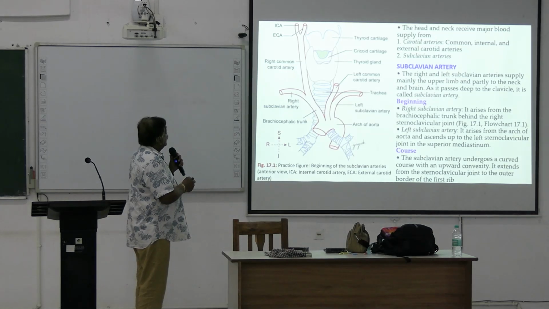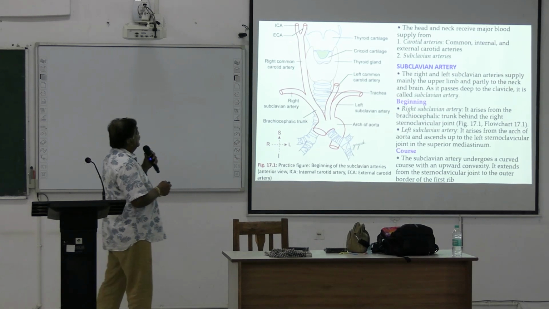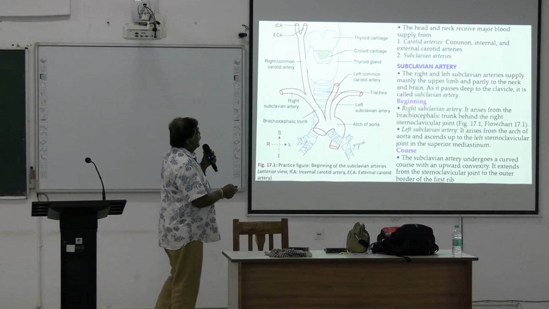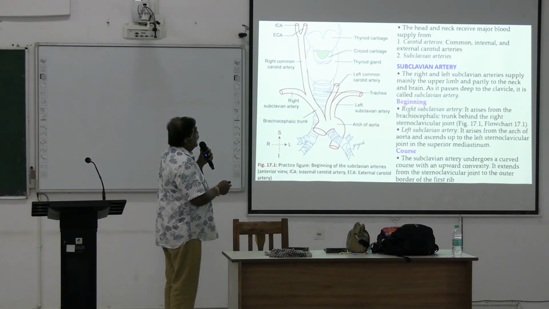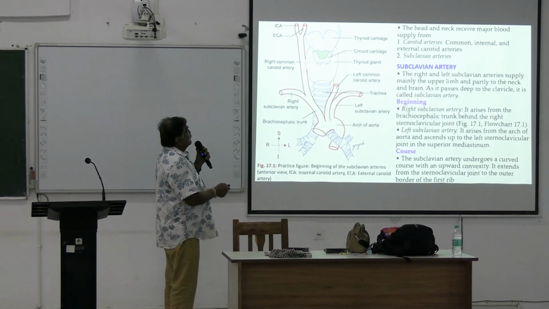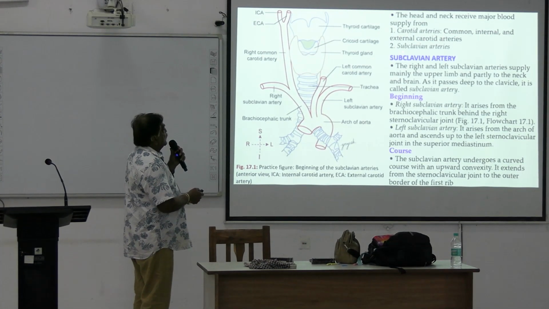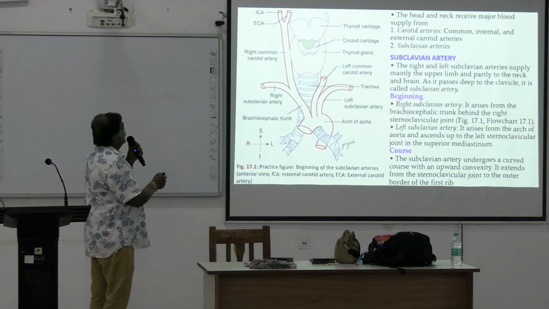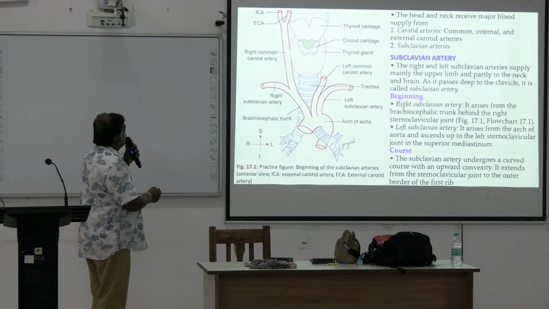While drawing, you have to keep in mind it's a practicing figure. The head and neck receive major blood vessel supply from the carotid arteries, the common, internal and external carotid arteries, and the subclavian arteries. This is the internal carotid artery, this is the external carotid artery, this is the right common carotid artery, and the right subclavian artery. It arises from the brachiocephalic trunk, and this is the arch of the aorta.